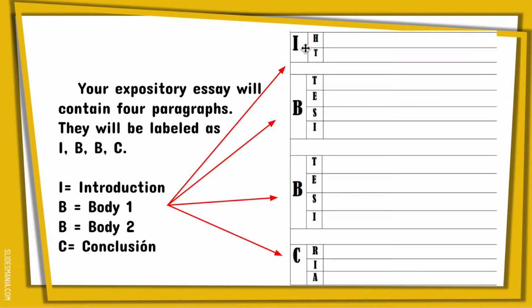You can see them over here to my right. I, B, B, C. This is the expository essay shaping sheet that students will be using. The I stands for introduction, B stands for body 1, B stands for body 2, and C stands for our conclusion.